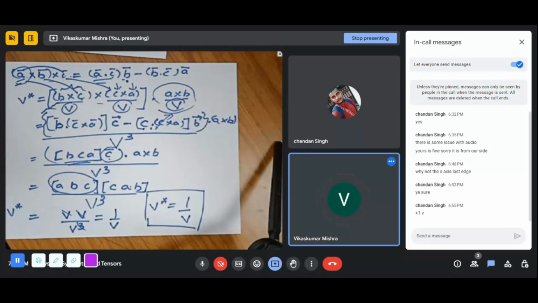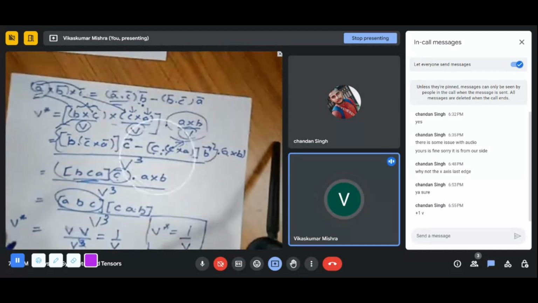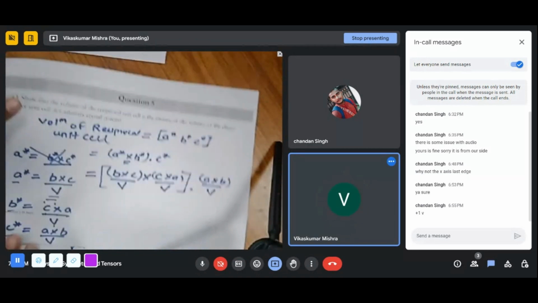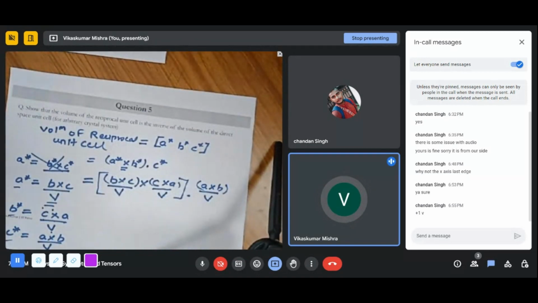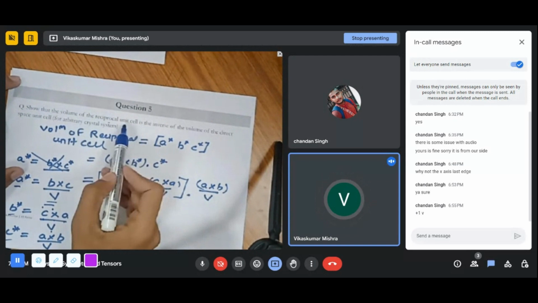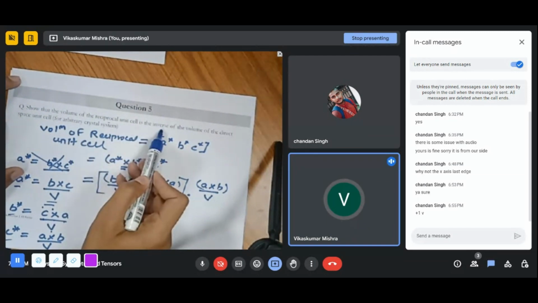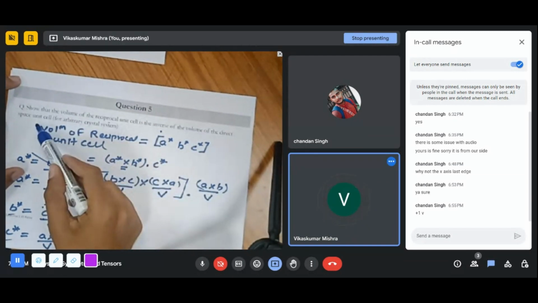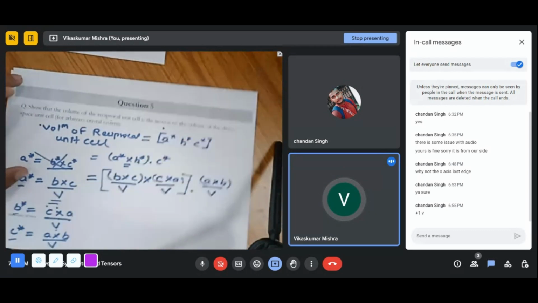With that, our question number 5, where we needed to show that the volume of the reciprocal unit cell is the inverse of the volume of the direct space unit cell, is done.